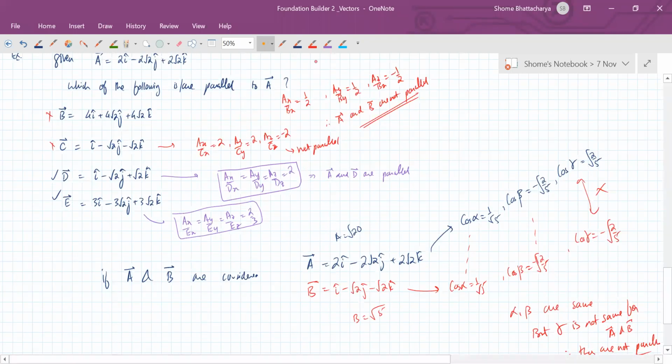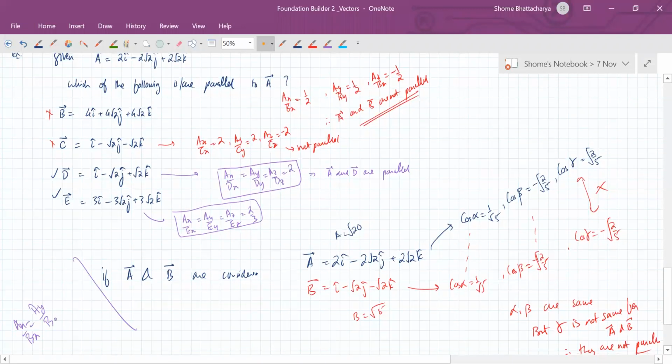So the condition for parallel vectors, all you need to remember is this one, that if two vectors are parallel, the ratio of their x components must be exactly equal to the ratio of their y components, and that must also be equal exactly to the ratio of the z components. So both the equalities within this box, they have to be satisfied. If just one ratio is equal to the other but the third one is not the same, they will not be parallel.